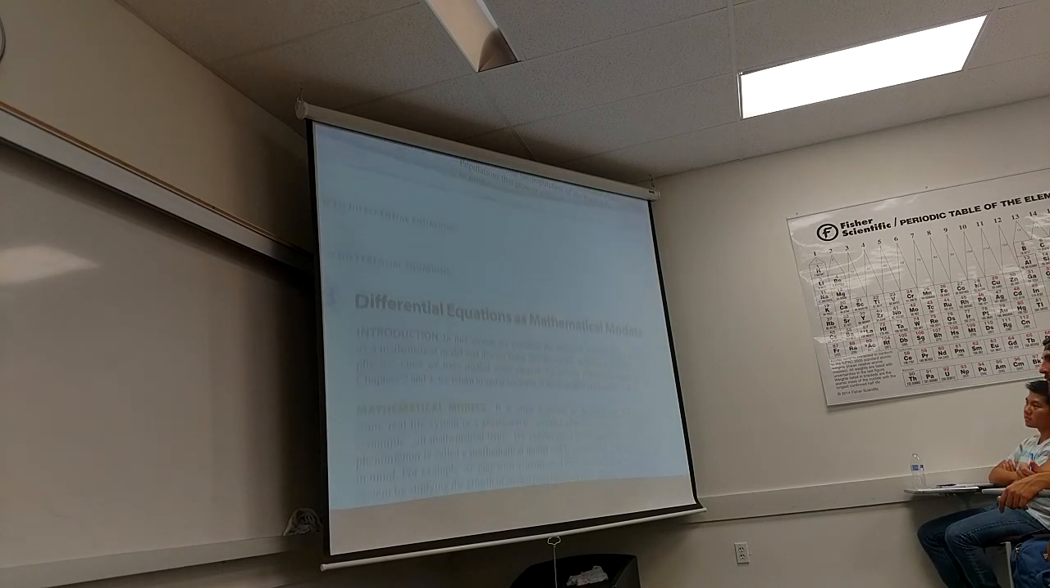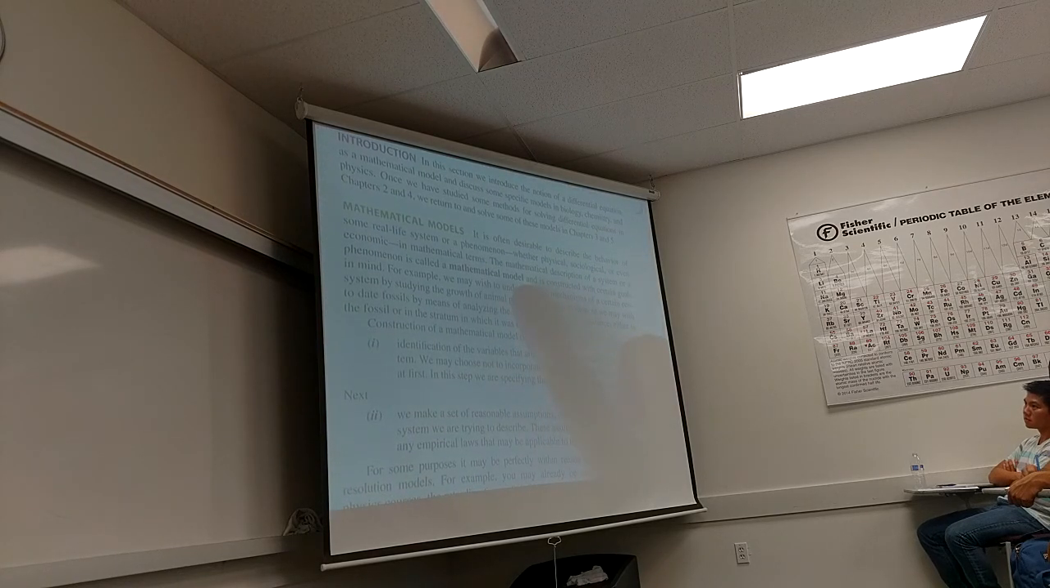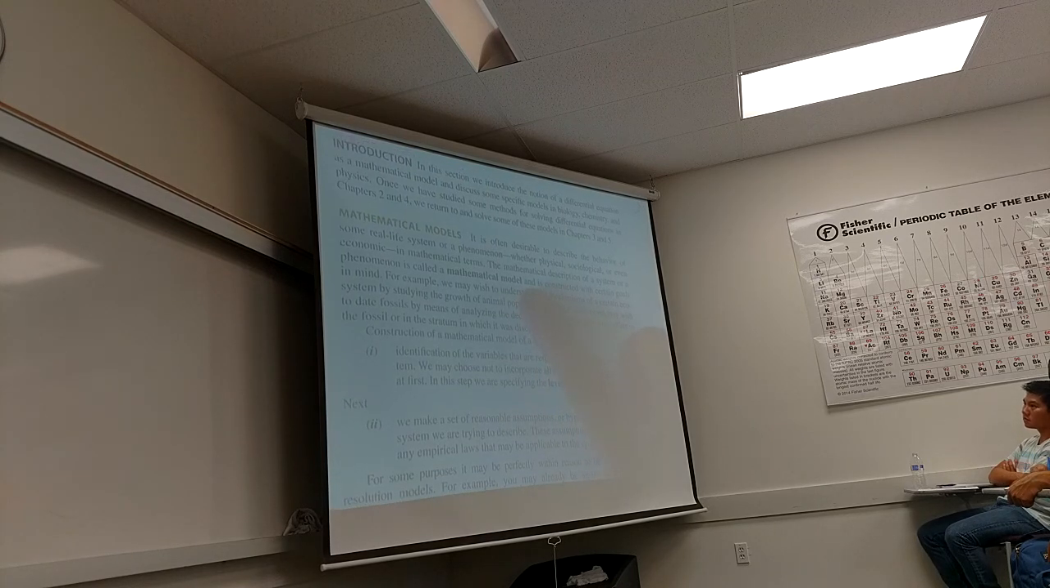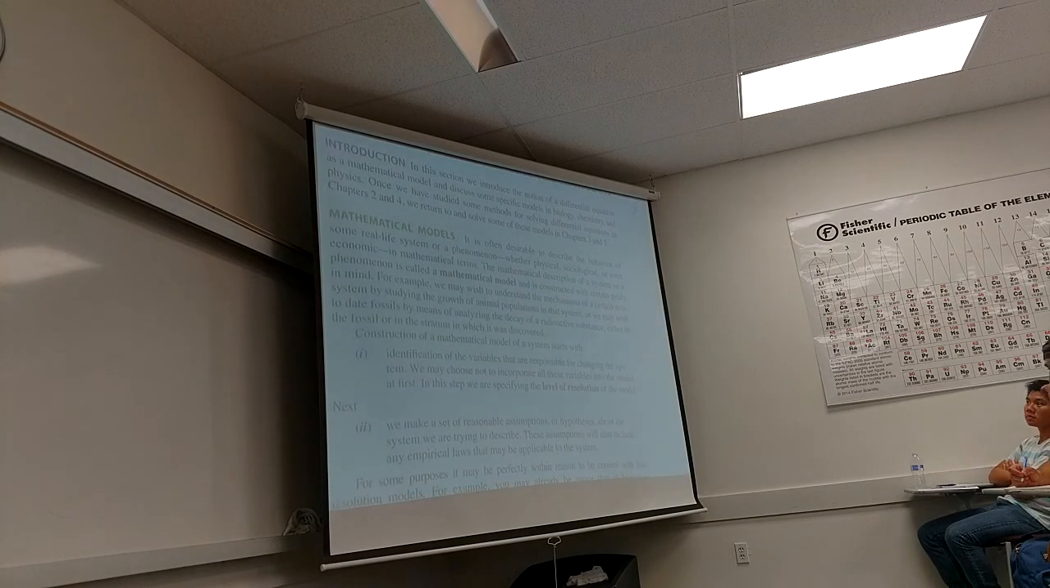So 1.3, this is the new book. It's formatted a little bit differently, but it's basically the same thing. It talks at a very high level about modeling things. You've been modeling things since algebra, right? You model the situation of three consecutive integers adding to 78. So it'd be n plus n plus 1 plus n plus 2. You're modeling that situation.